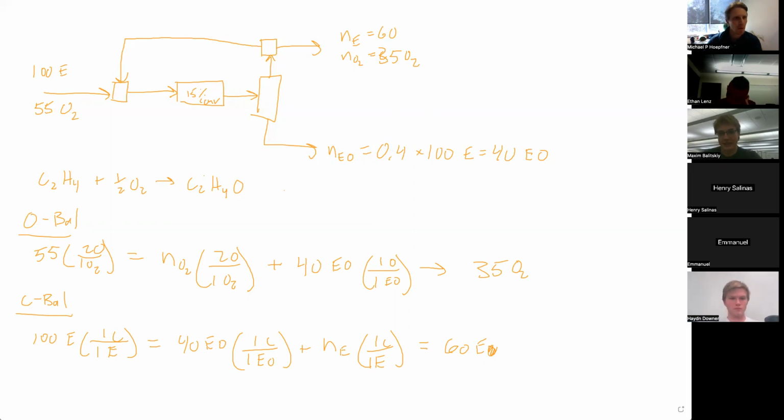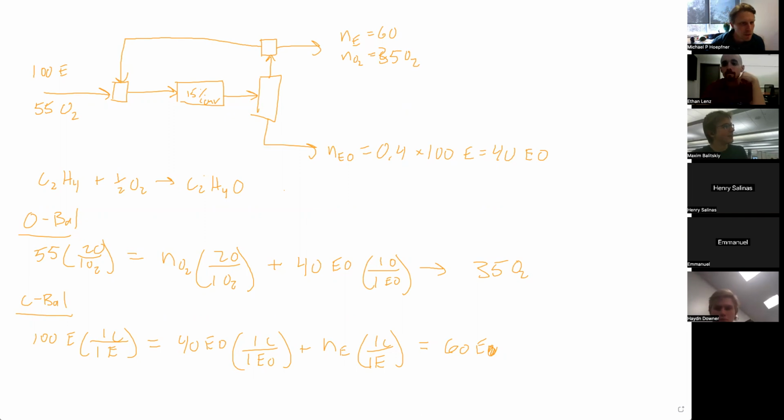What's next? The question is asking, what fraction of the separator top stream is purged? So that's not trivial because we actually have to work out how much is being fed to the system in order to figure out how much is being purged, right? We know that 100% of the ethylene oxide is coming out through here. So if we can work out how much ethylene oxide we're making, then we can work out how much is being purged to the top of the system.